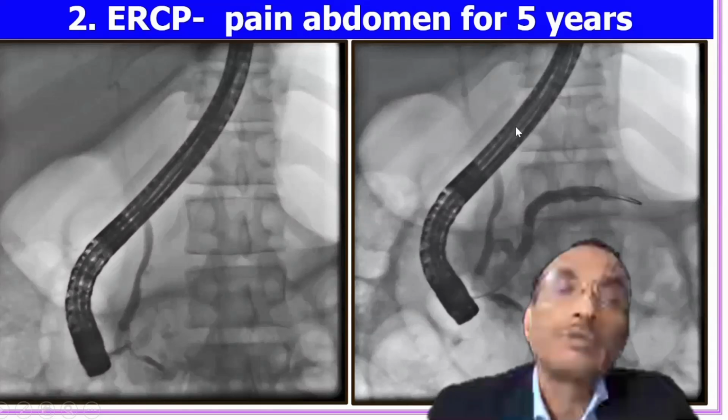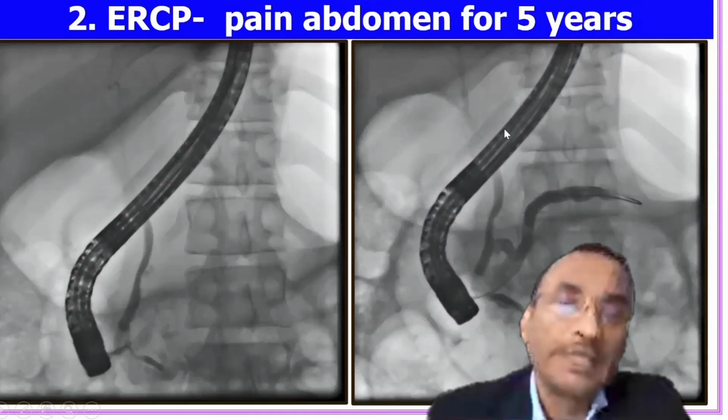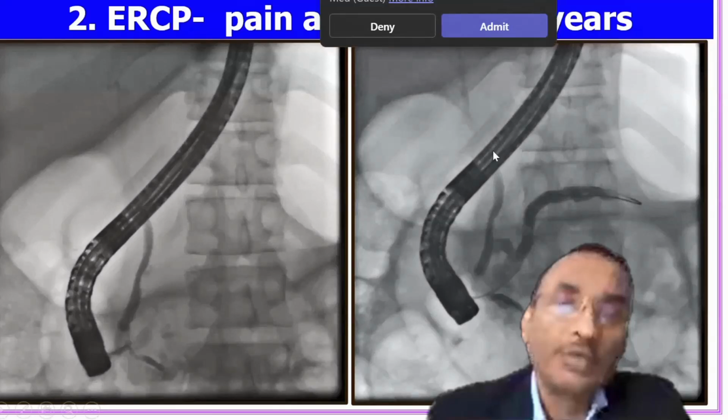So 12 we take as internal reference and we compare with this scope. So that you will see. So cholangiogram essentially appears to be normal. The dorsal duct is very prominent, and the ventral duct is also dilated and shows filling defect.